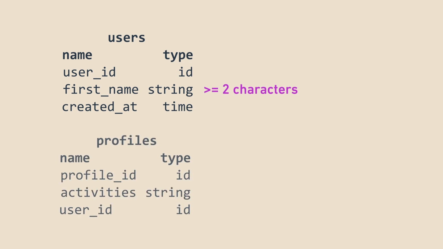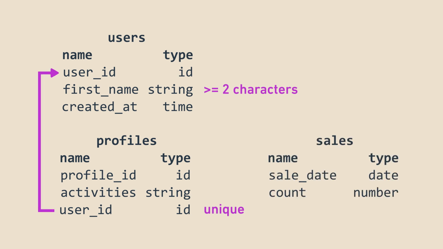Or if you have a table of profiles, that every row in the profile table must have a unique user ID that refers to a valid user. Or, for this table of sales, all the counts in this table must sum to 100. The data in a database is considered consistent if all desired constraints are met, and the database is said to provide data consistency if it enforces such constraints for you. For example, some databases will forbid you from modifying data in such a way that breaks a constraint, like inserting a row with the first name shorter than 2 characters.